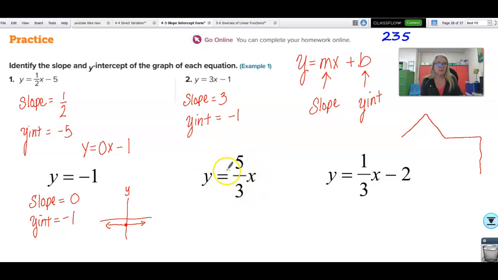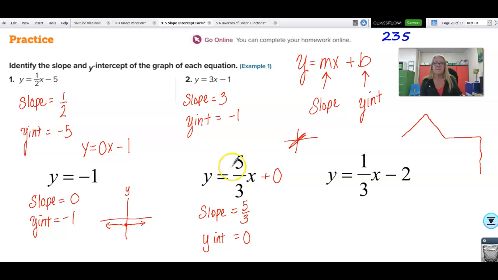This one you will see on a quiz or a practice. This one has an x term, but you'll notice it's missing a y-intercept. When an equation is missing a y-intercept, that's because the y-intercept is 0. And in math, we don't write +0 if it's not necessary. So on this one, the slope is 5/3, the number in front of the x, and the y-intercept is 0. That means it's going to go right through the origin.